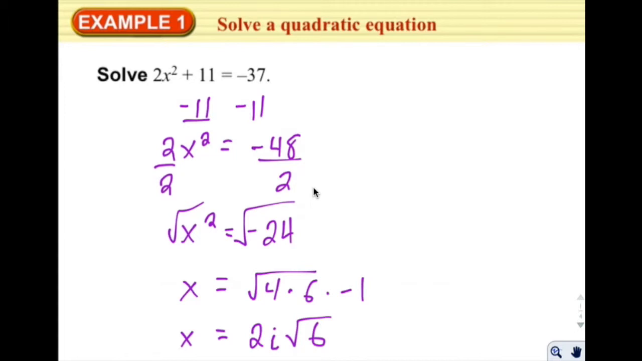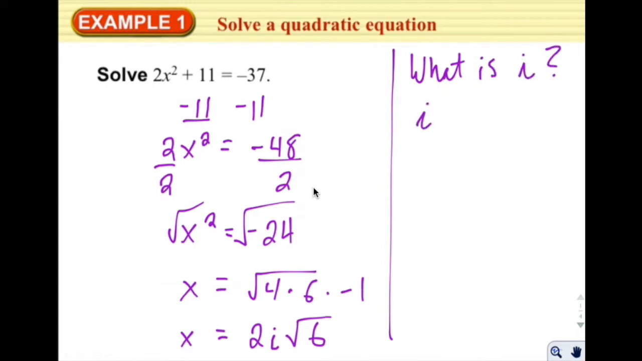Now, you might be thinking, what is i? So let's just jot that down right here. i is equal to the square root of negative 1. It is a complex number or an imaginary number. The important thing to remember about i is that I can pull it out of any square root. So anytime I have a negative number under a radical symbol, I'm going to pull out a negative 1, which is the same as an i.